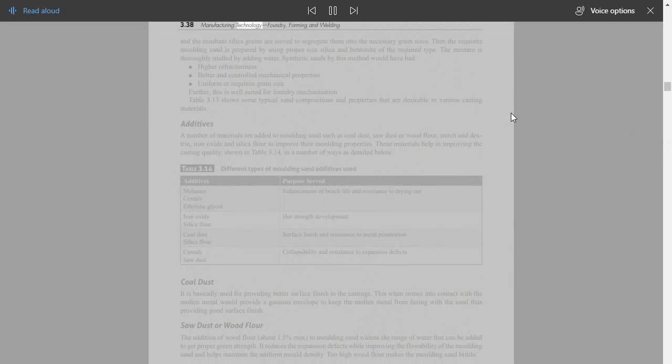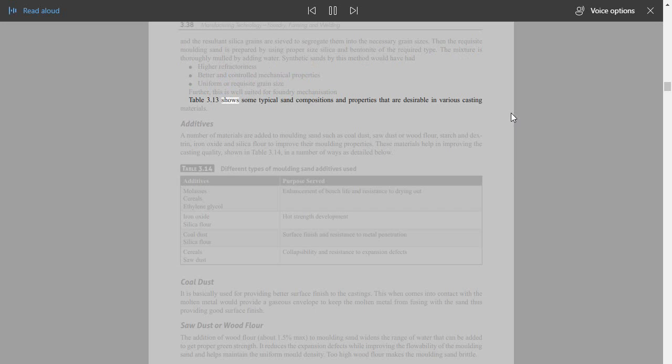Manufacturing technology, foundry, forming and welding. The resultant silica grains are sieved to segregate them into the necessary grain sizes. Then the requisite molding sand is prepared by using proper size silica and bentonite of the required type. The mixture is thoroughly mulled by adding water. Synthetic sands by this method would have higher refractoriness, better and controlled mechanical properties, and uniform or requisite grain size. This is well suited for foundry mechanization.